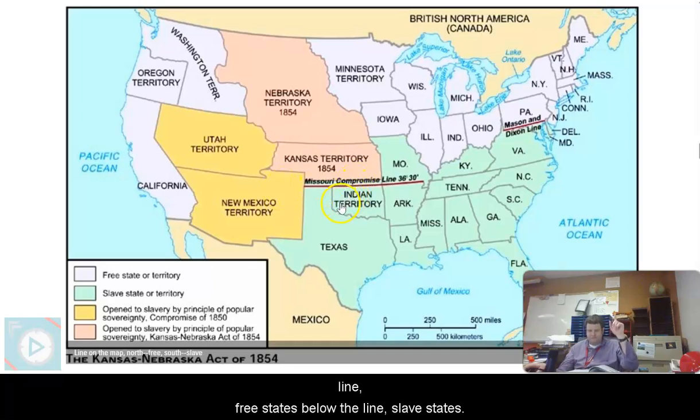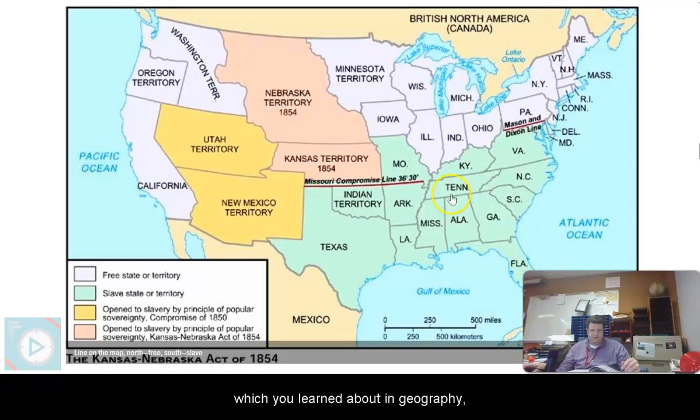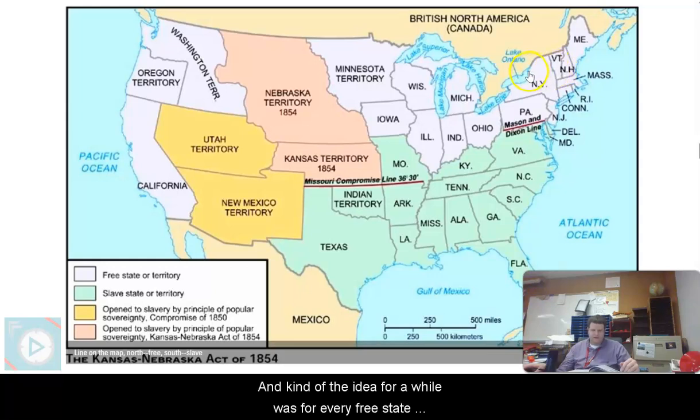Above the line, free states. Below the line, slave states. But that line being the 36°30′ line drawn on the map, which you learn about in geography, how those work. Maine would also be added up here as a free state. And kind of the idea for a while was for every free state we had a slave state, or vice versa.